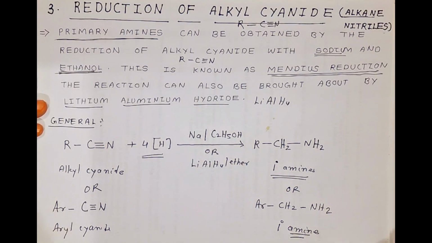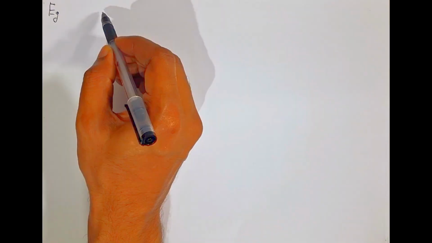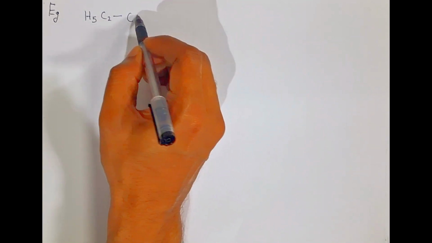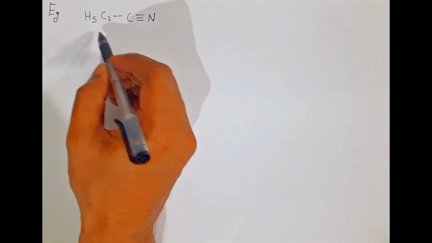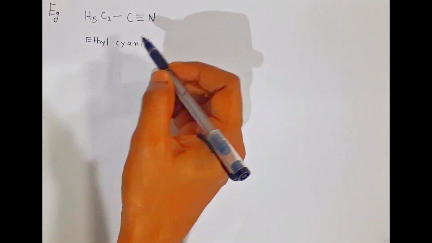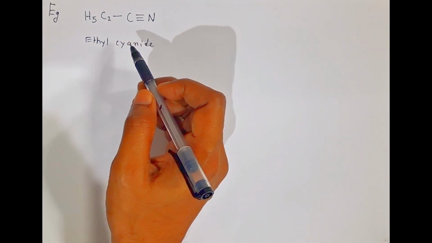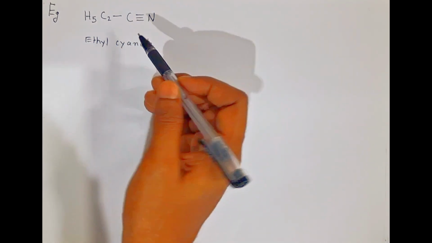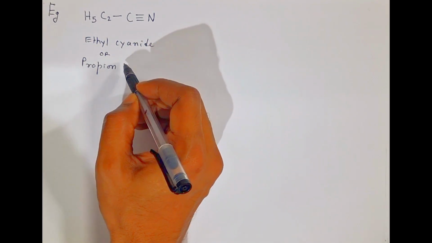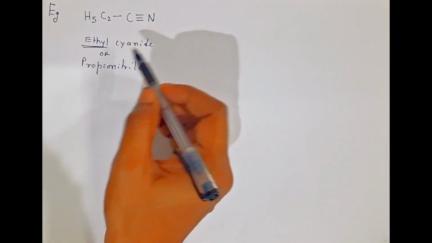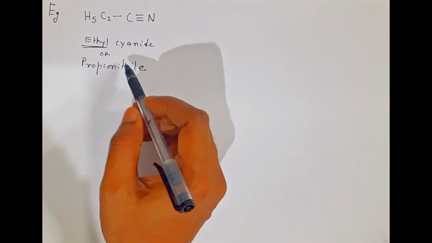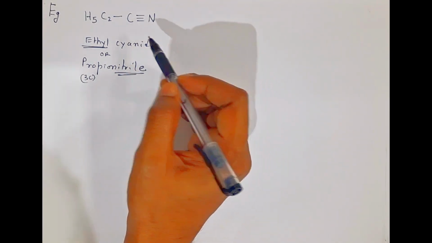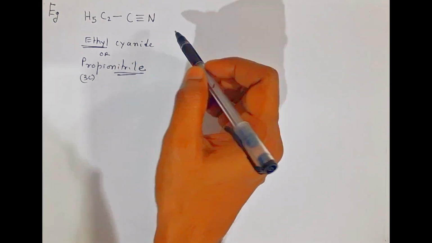Now students we are going to see some examples. If you have C2H5, this is alkyl connected to the cyanide, so we can say ethyl cyanide, or because it contains 3 carbon, 2 carbon here, 1 carbon here, it is also called propane nitrile. Okay students, you can say ethyl cyanide or you can say propane nitrile. Prop stands for 3 carbon and nitrile is nothing but carbon nitrogen triple bond. So ethyl cyanide is nothing but propanenitrile.